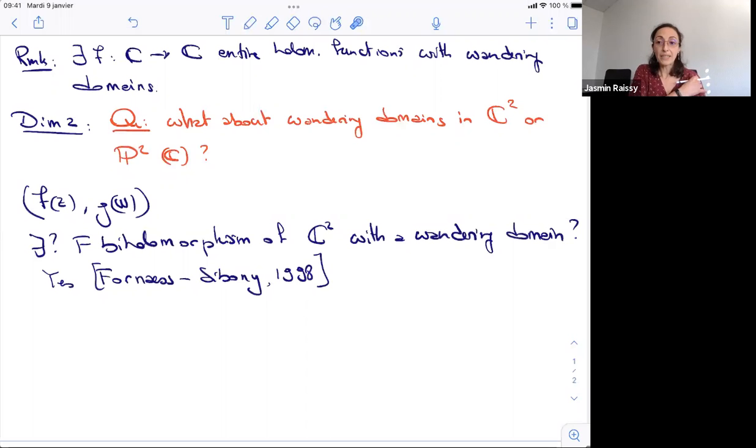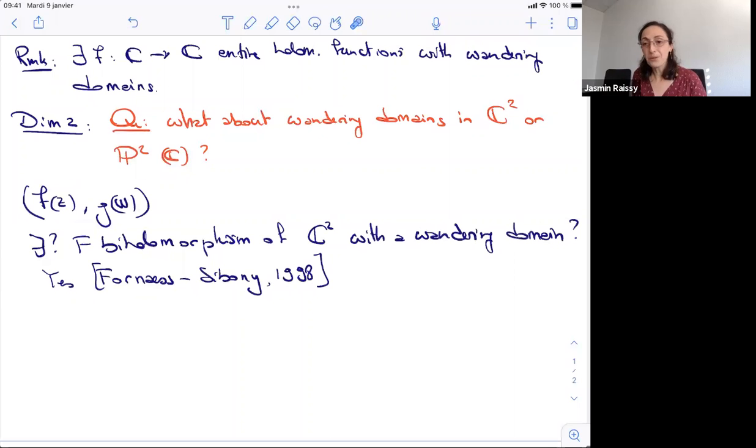So, the compact case is the case of P2 of C. And of course, I can again ask, can I use products? But direct products cannot give me a wandering domain in P2 because, well, actually, you can also ask me, why am I so stubborn about working in C2?